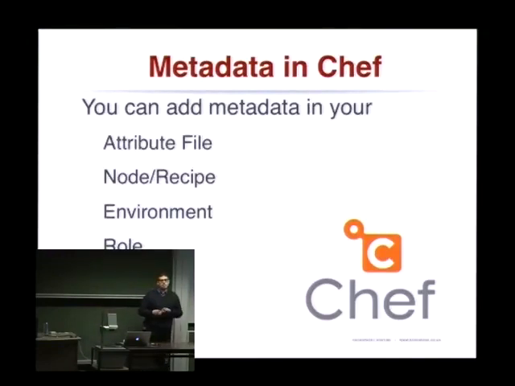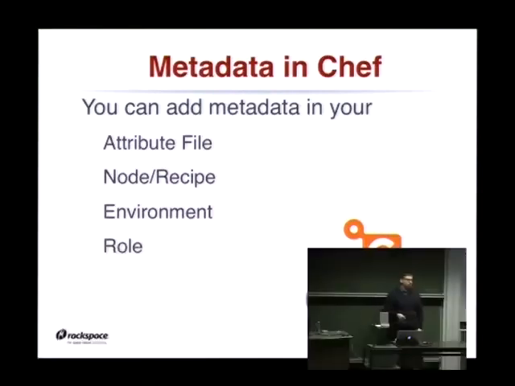So where can you add metadata in Chef? You can add it in the attribute files of your cookbooks. You can add it in the node itself, which is something that you shouldn't do, but I saw it sometimes and I did it afterwards. You can add it in your recipes as well, in your environment, if that metadata is pertinent to the environment, or in the role itself, if it belongs to the role.